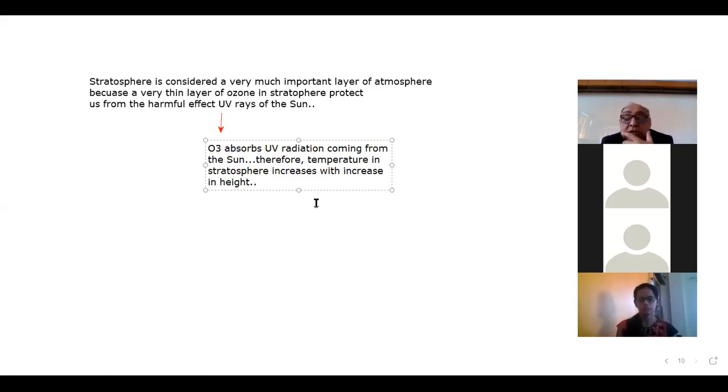Okay, it increases with increase in height. So beta, this is the point. Why does temperature in the stratosphere increase? Please bear this in mind. It is clear why temperature in the troposphere falls; I have told you. Why temperature in the stratosphere increases, I have told you that also. So two points are clear up to now. Now beta, let me move ahead.